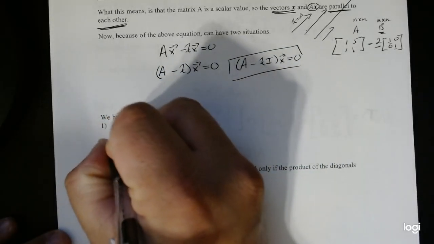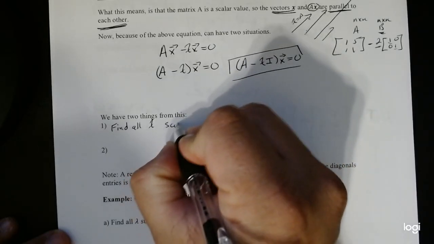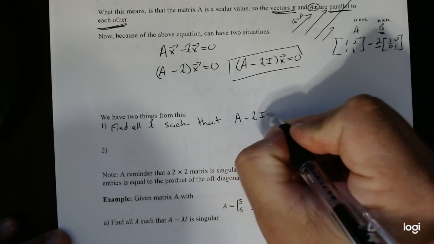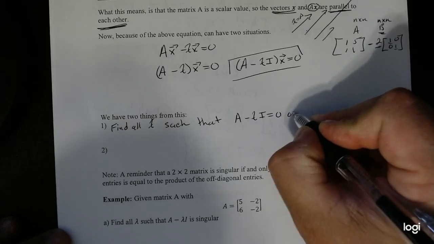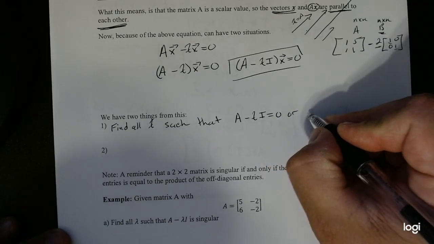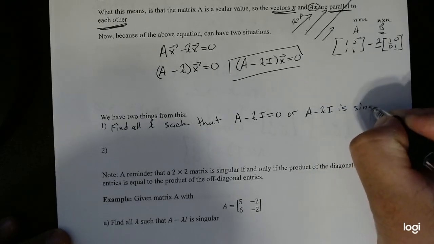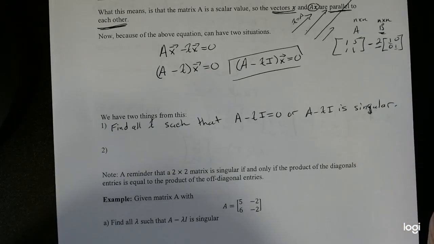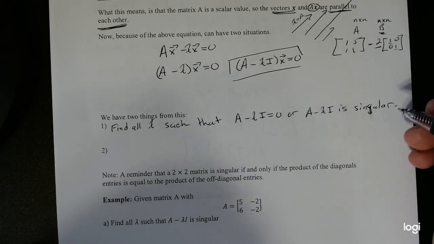First we have to find all scalar lambdas such that A minus lambda I equals 0. Or the proper term is such that A minus lambda I is singular. So we have another property based off that. Again, what does that mean? It means the determinant equals 0.